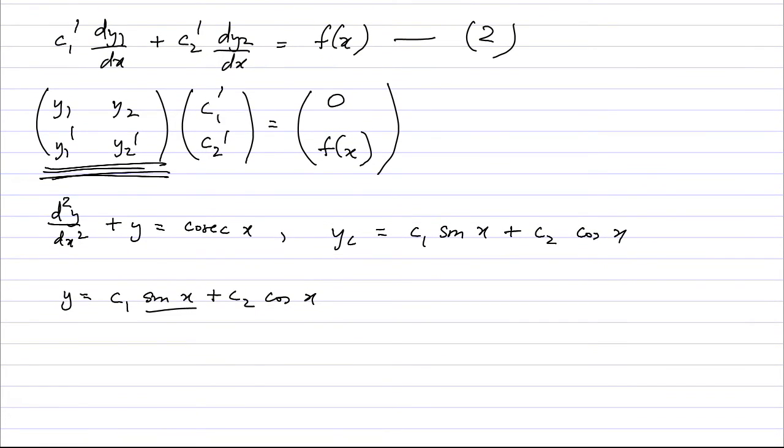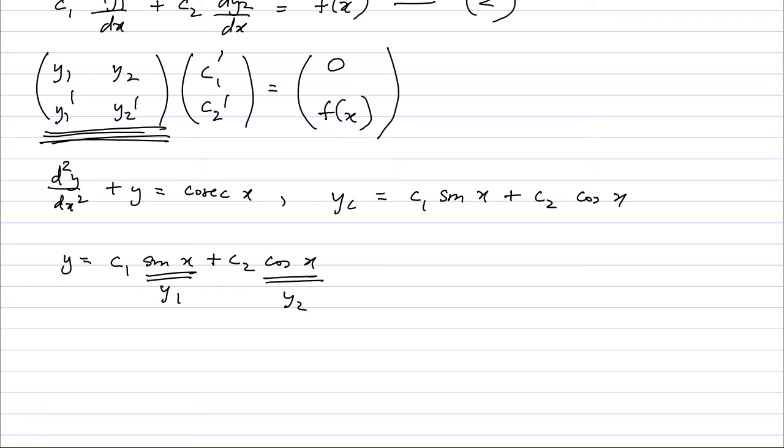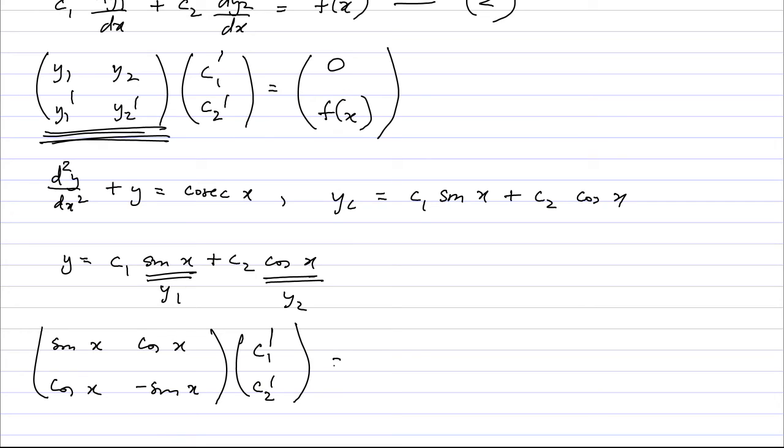So remember that this is identified as your y1, this is your y2. So you have this matrix equation for c1 prime and c2 prime. So you have sine of x, you have cosine of x, you have derivative of y1 which is cosine of x, you have derivative of cosine of x which is minus sine of x. This multiplied by c1 prime, c2 prime is going to give you 0 and cosecant x, because f of x is of course cosecant x. That's that.